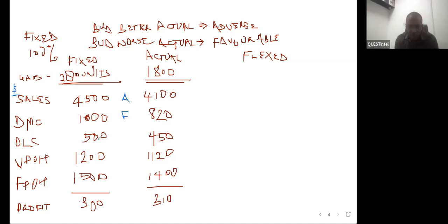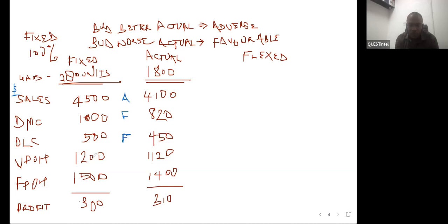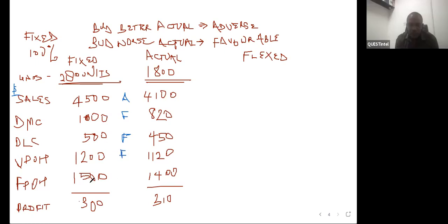Direct labor, we budgeted 500. We actually spent 450. Good, favorable. Variable production overhead, we budgeted 1,200. We actually spent 1,120. And then the fixed overhead, we budgeted 1,500 and we spent 1,400. So favorable, right?